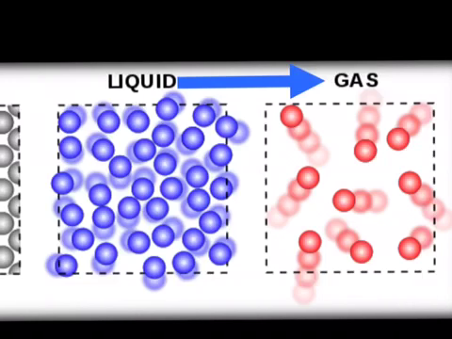The point at which evaporation happens is called the liquid's boiling point. The boiling point of water is 100 degrees Celsius, at which the water will evaporate and become water vapor or steam. Water vapor is a form of gas. Gases have no definite volume and no definite shape.